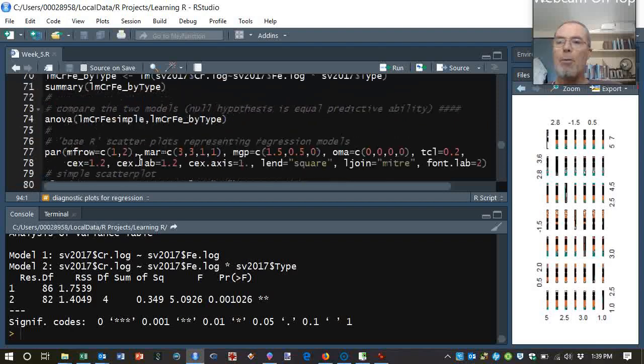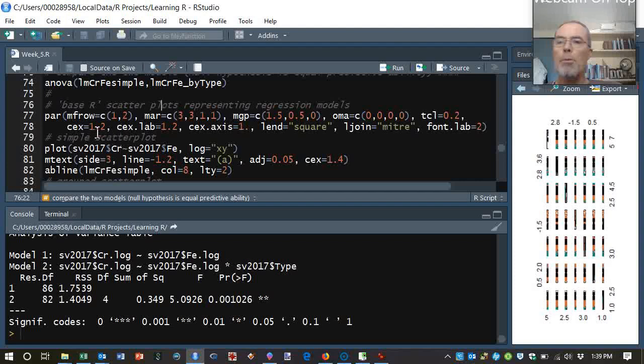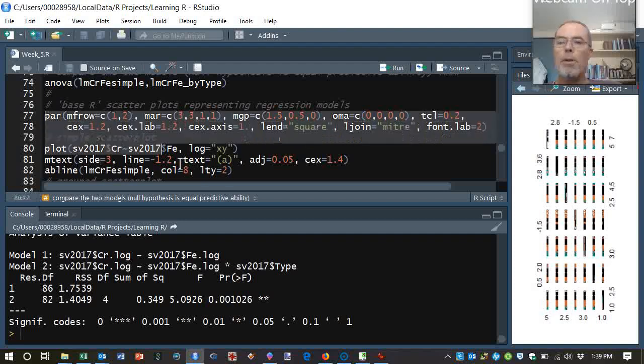Remember that we do that with mfrow equals c(1,2), one row by two columns. And you're probably getting familiar with the rest of the parameters as well. Then I'm going to create a simple scatter plot, just plot chromium versus iron. I'm going to add a little bit of text, make it graph A and graph B, and I'm going to add an abline, or a straight line, based on the regression model. So let's run all those things.